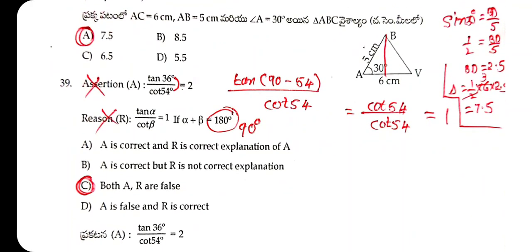36 plus 54 is 90. So that answer must be 1. But they have given 2. That's wrong. And this is also already told. So that should be 90 degrees. But they have given 180. So this is also wrong. Both are wrong.